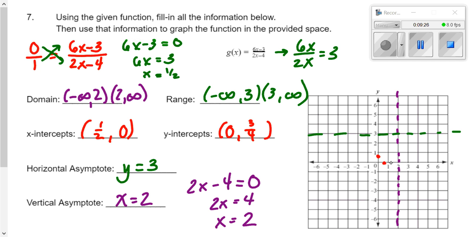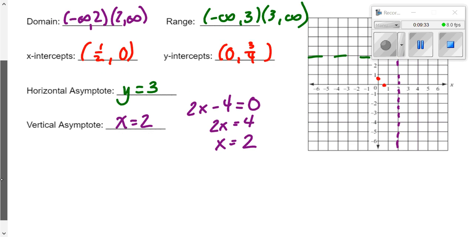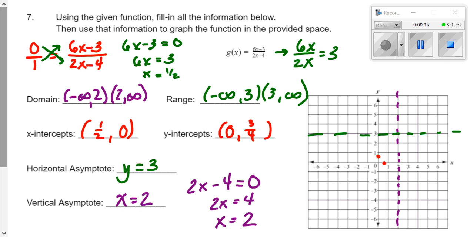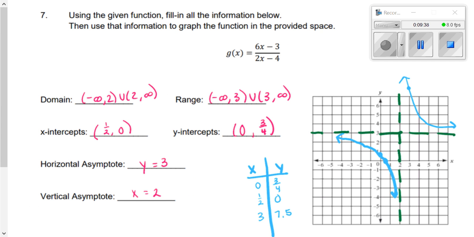All right, and then I could find a few more points to make it easier for me to draw the picture. I could use my table function on my calculator. I could just plug and chug a few points. And I would have this picture.